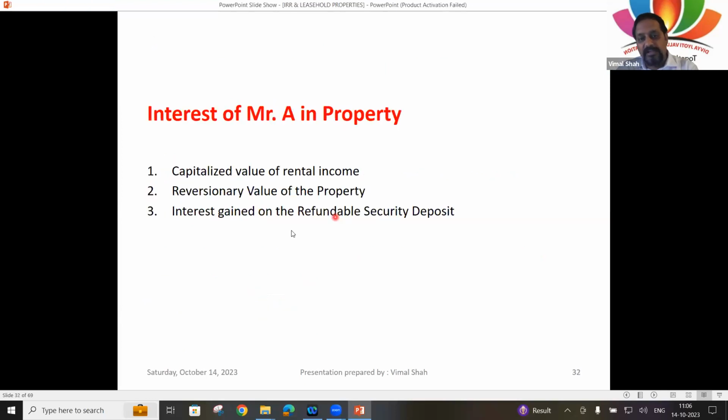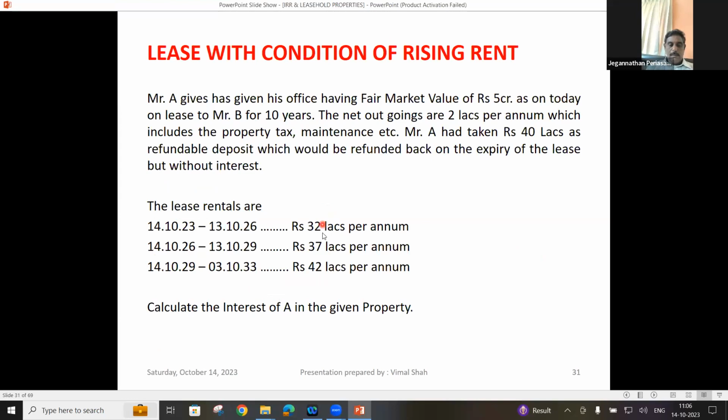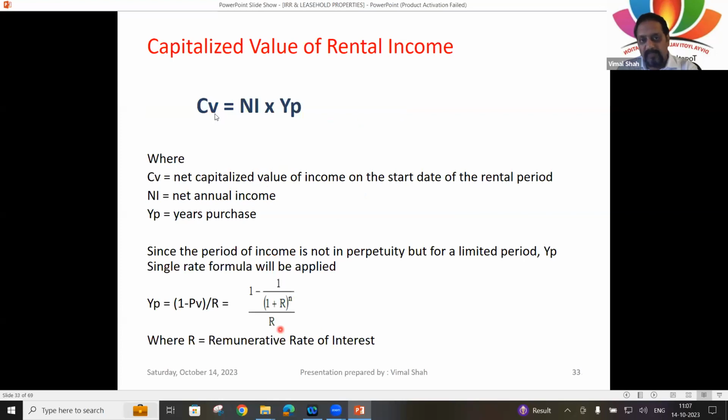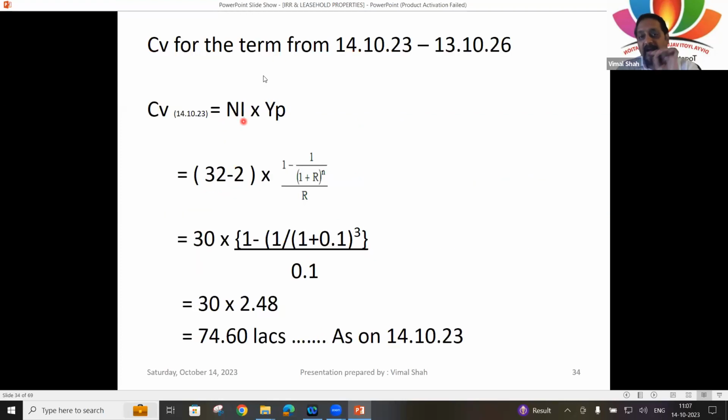Okay, now if you see over here, the NI rental income is not same throughout the 10 years period. Am I right? So I cannot calculate the CV at one single stretch. So what I will do, I will calculate CV in 3 parts. For this capitalized value of rental income, his first interest in the property, I am going to use this formula, and for all three rental periods, I will calculate CV separately.